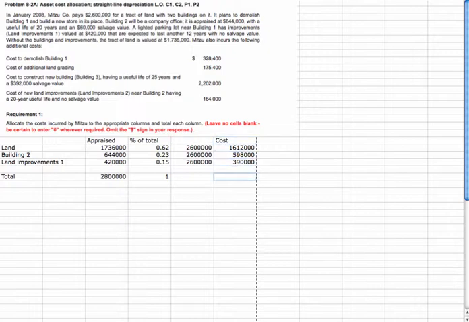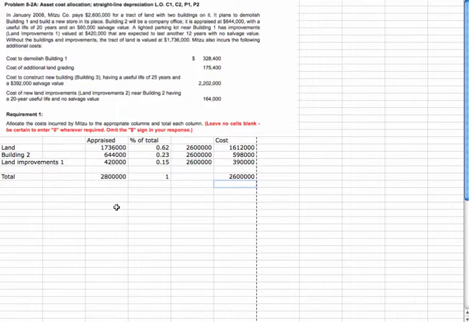Okay, and so we can test this. Let's make sure that it equals $2,006,000. Add them up, and there I go with my $2,006,000. So now that I have my $2,006,000, I know what each of the components are for the land, building 2, and land improvement 1 in order to determine what my acquisition costs are. So what I can do is I can actually go here and allocate all the costs into my purchase.